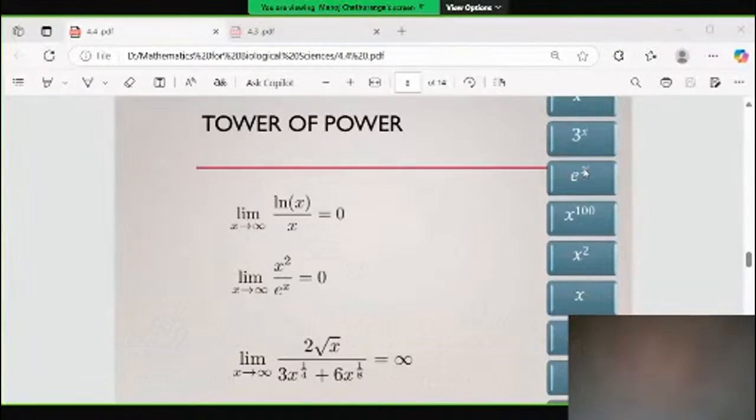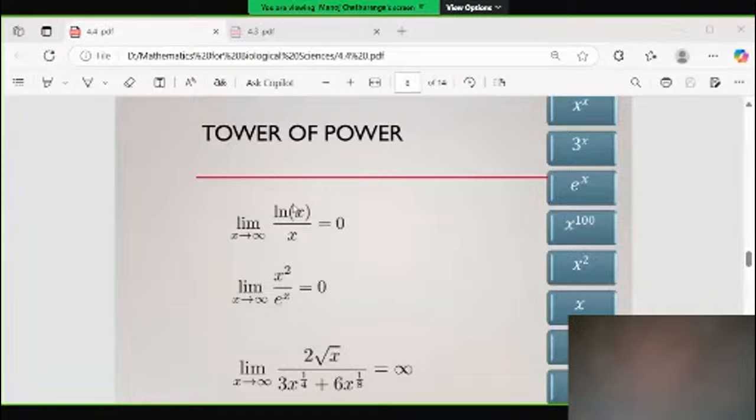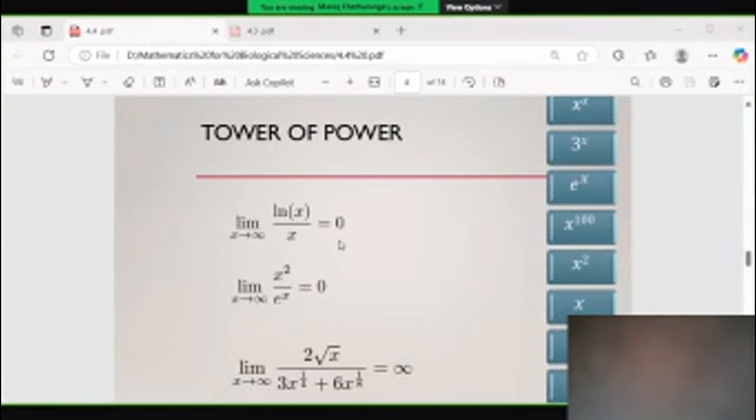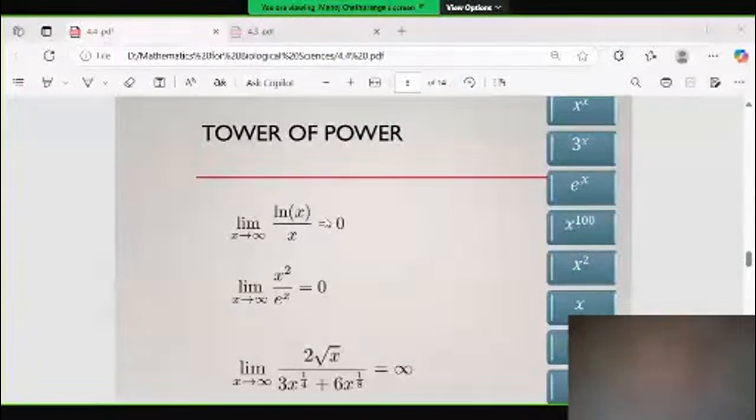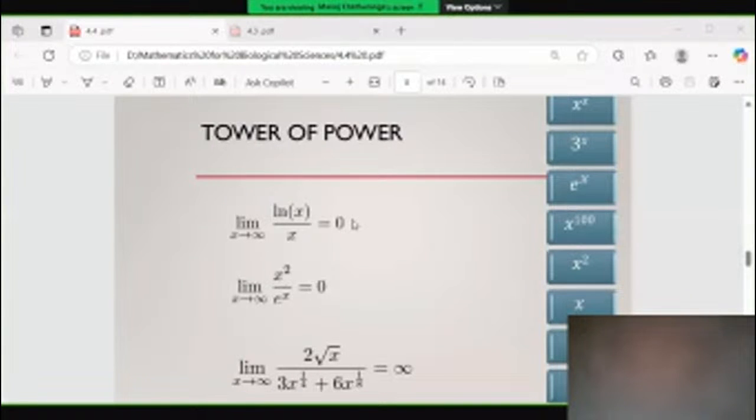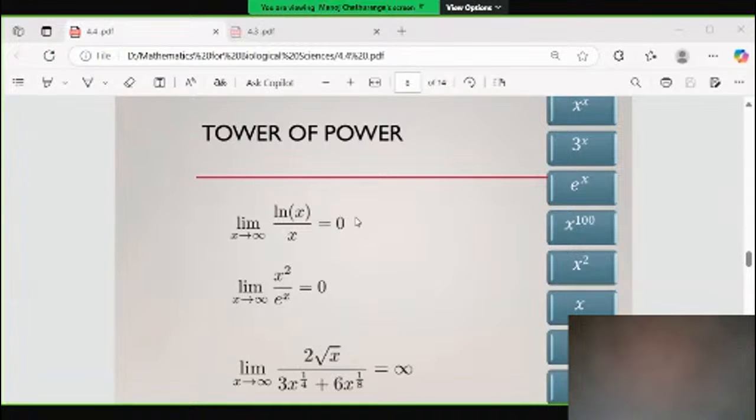Even if the limit is 0, still it is a horizontal asymptote, right? Because 0 is a finite number. So for this function, if I want to draw the graph, I have a non-trivial horizontal asymptote: y equals 0, which means the x-axis. For very large values, the x-axis is a horizontal asymptote.